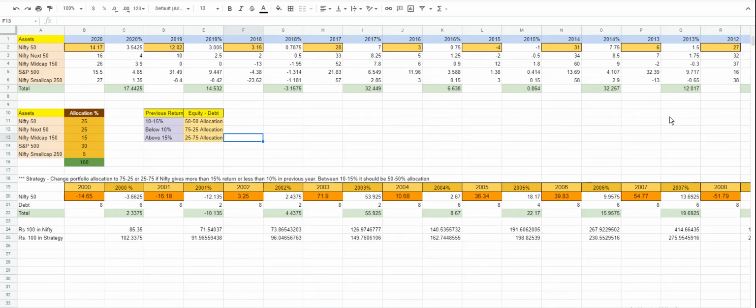Hello. So in this video, we are going to learn about a free strategy. It's a passive strategy where you invest in index funds in India as well as in the US. But there is a small twist via which we will be able to reduce the risk by over 80%.